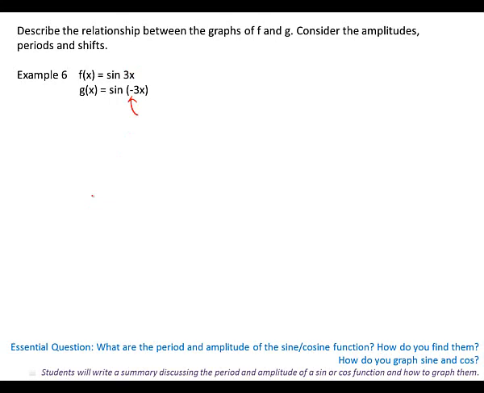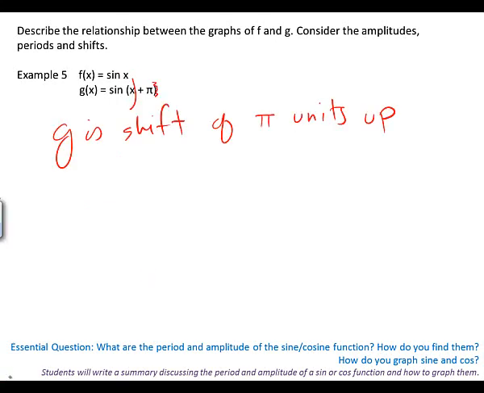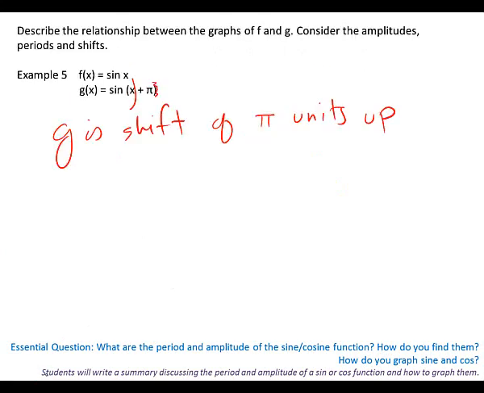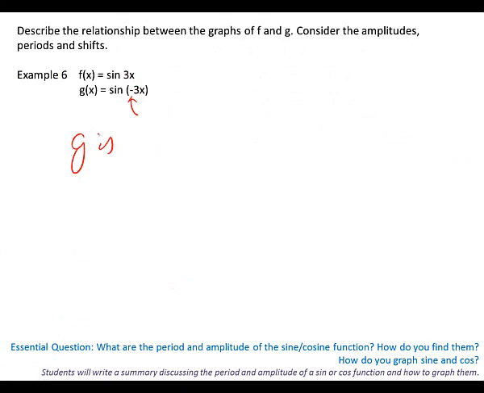So the negative sign is a reflection, according to what we wrote down here. What is it a reflection in when B is negative? Y-axis. So we would say that G is a reflection in the Y-axis.